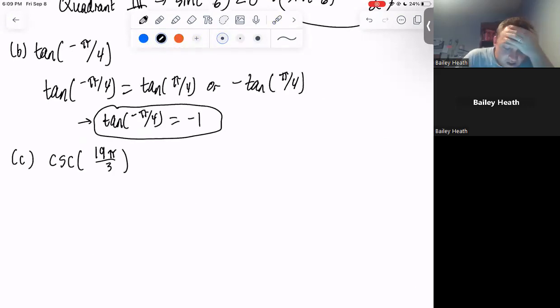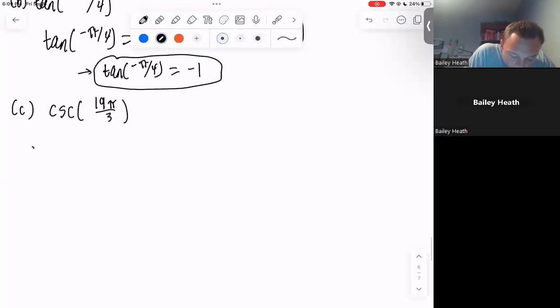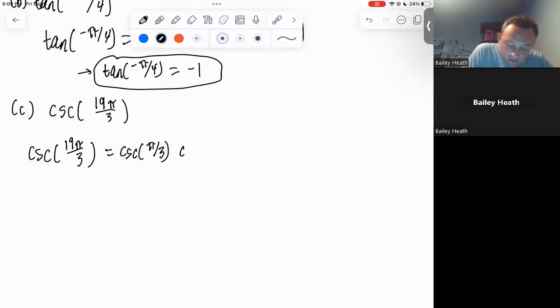Finally, we've got cosecant of 19 pi over 3. I intentionally chose a big angle for us here. Well, we know that this 19 pi over 3 is simplified. So this is either going to be cosecant of pi over 3 or maybe negative cosecant of pi over 3, depending on whether cosecant is positive or negative.